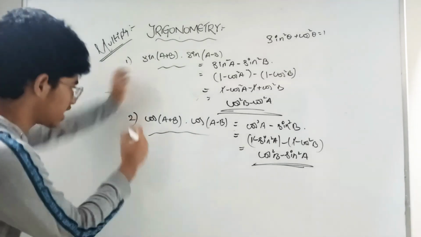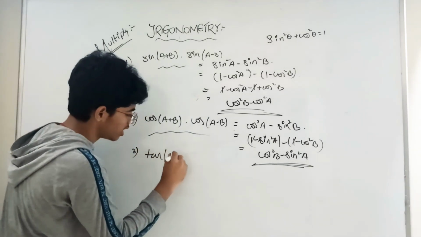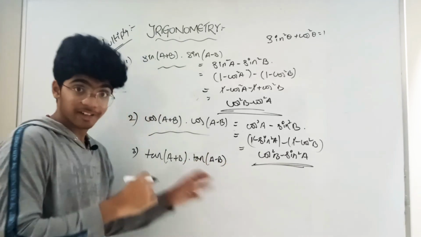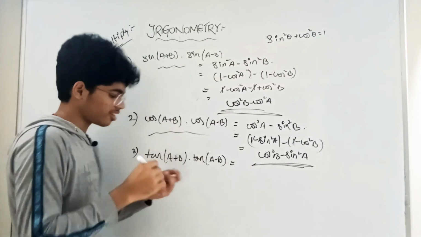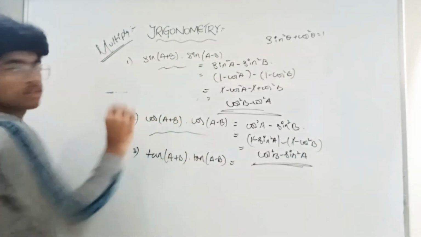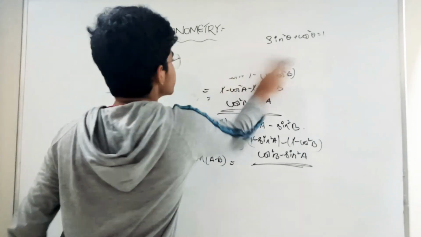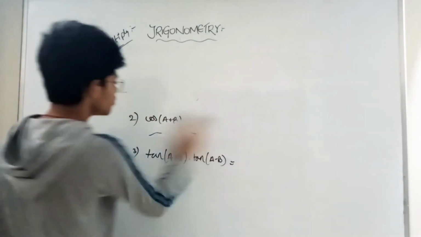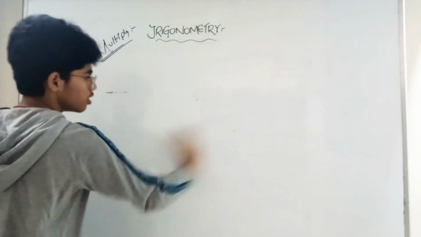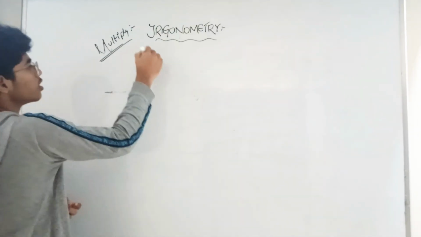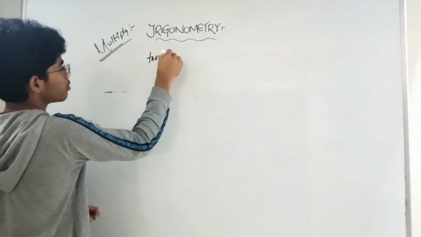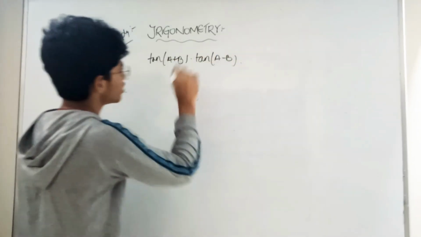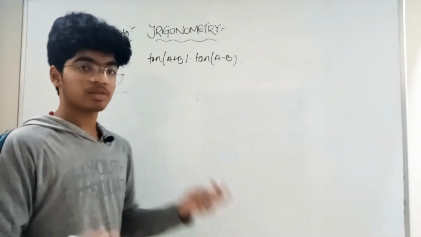Next we have tan of a plus b into tan of a minus b. So let's derive this. This is actually going to be fun. Okay, I'll write it on the top. So we have tan of a plus b times tan of a minus b. This is going to be the last formula of the day. The remaining formulas I'll be saying tomorrow. So let's continue with this.